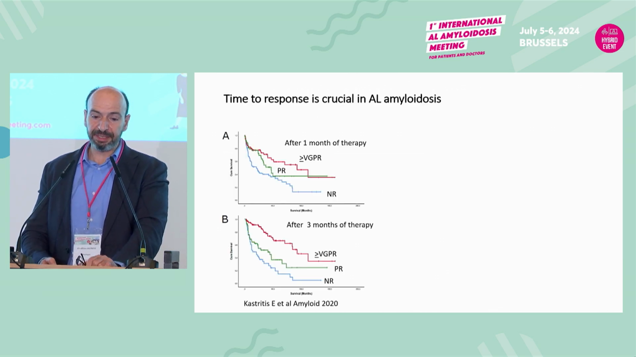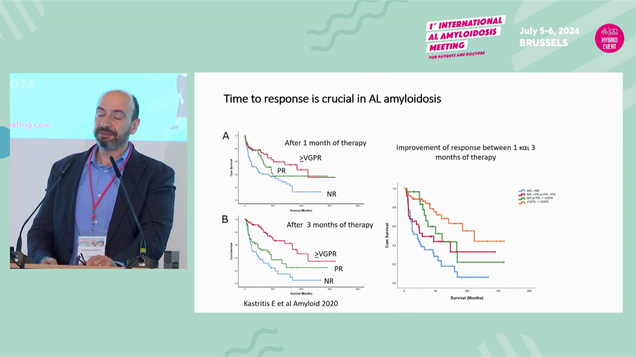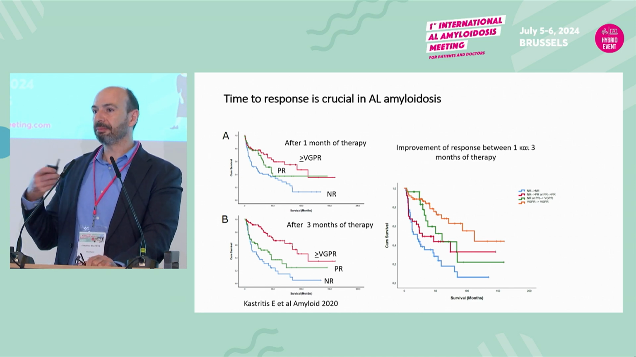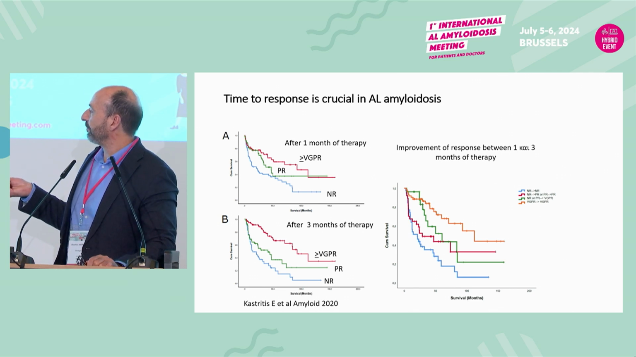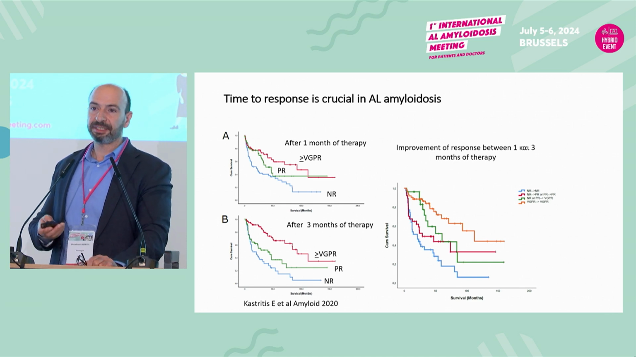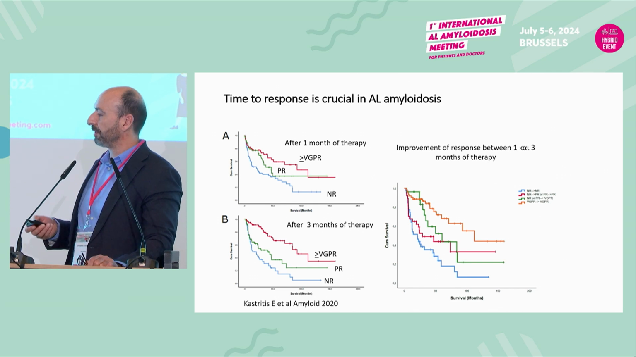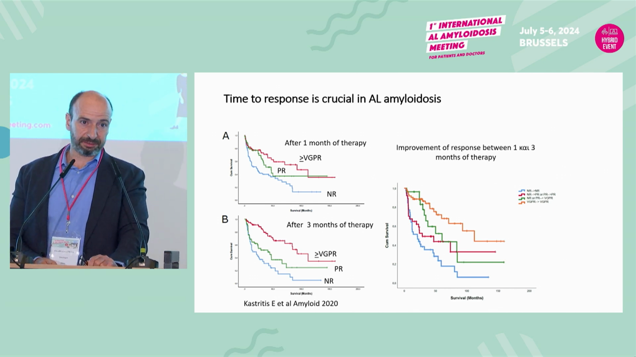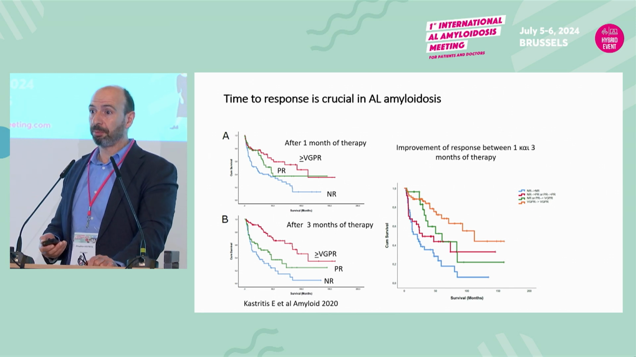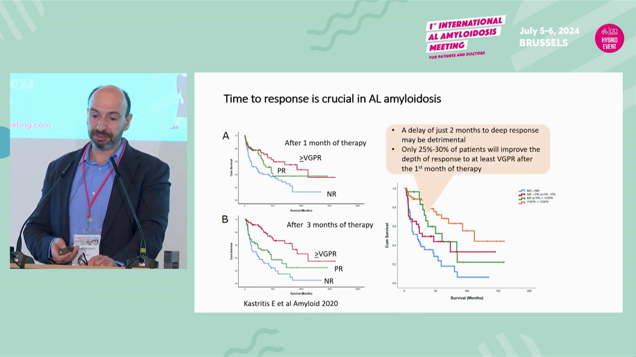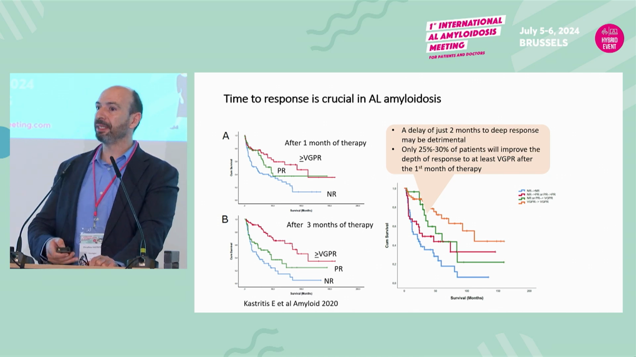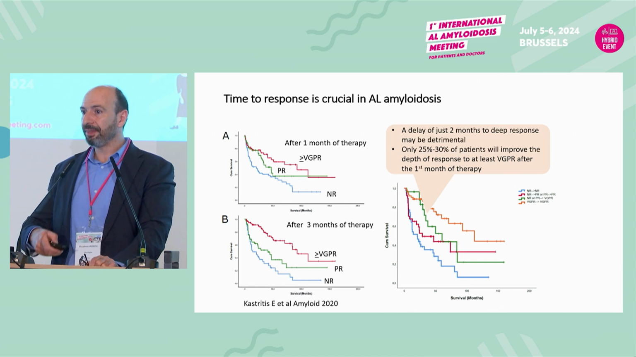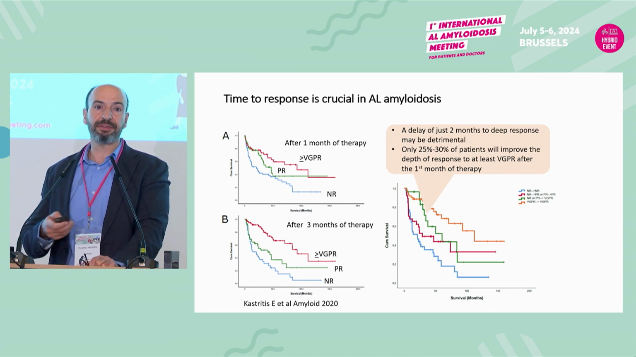However, we have data showing the effect of a delay to achieve a VGPR of just 2 months. If you take patients who have achieved a VGPR or better within the first month versus at 3 months, and this is a landmark analysis, they still have a difference in the overall survival. So this delay of just 2 months to achieve a very good hematologic response may have detrimental effects in the patients. Also, less than a quarter of the patients who have failed to achieve a VGPR or better within the first month will achieve this response if they continue the same therapy by 3 months.